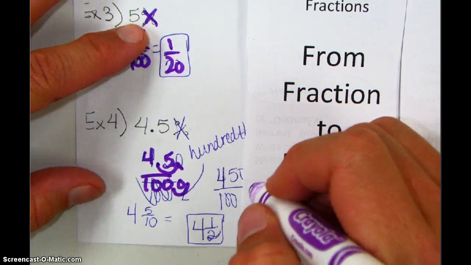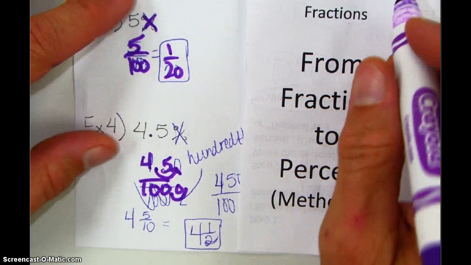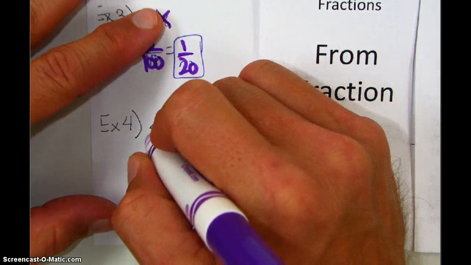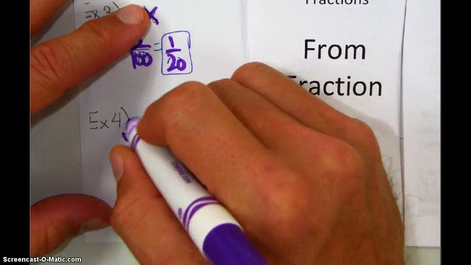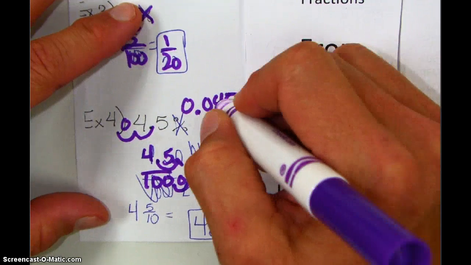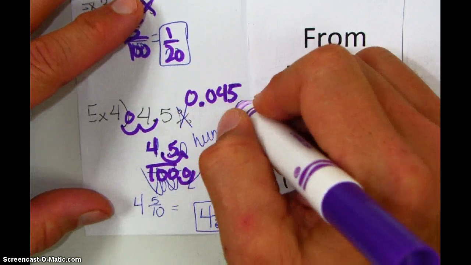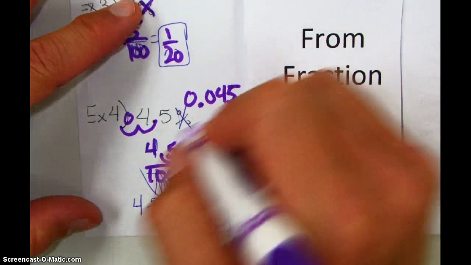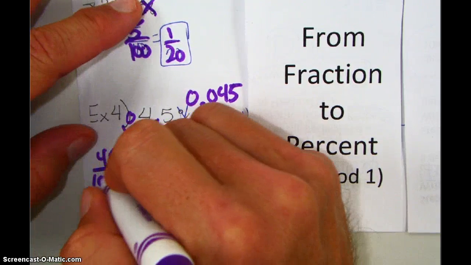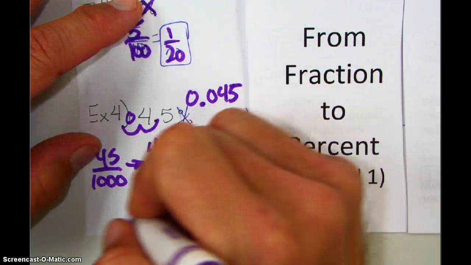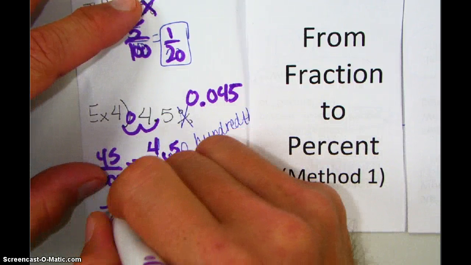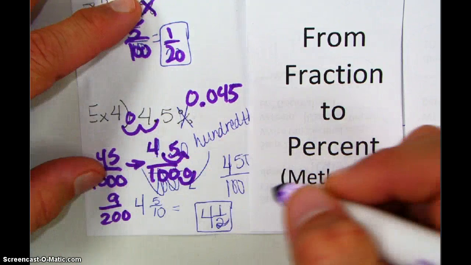45 over 1,000. Now, let me go on to say, what if we had taken that 4.5%, moved it twice to the left, and made it a decimal? It would have been 0.045 or 45 thousandths. And 45 thousandths is just like that thing there. When we simplify that, divide by 5, and you get 9 over 200.